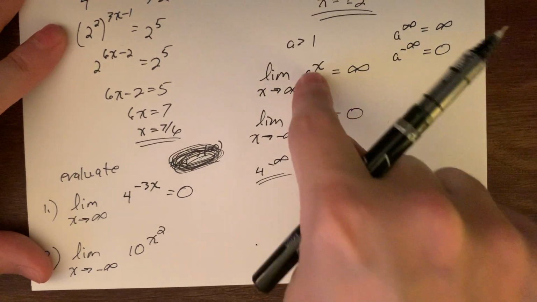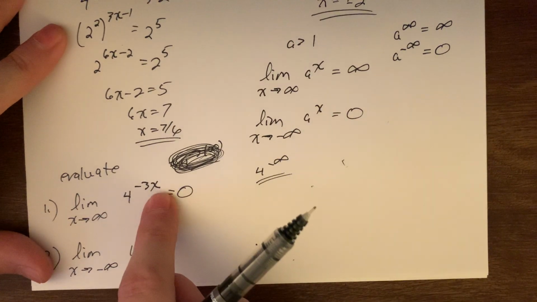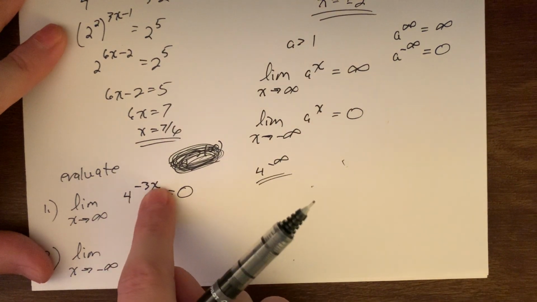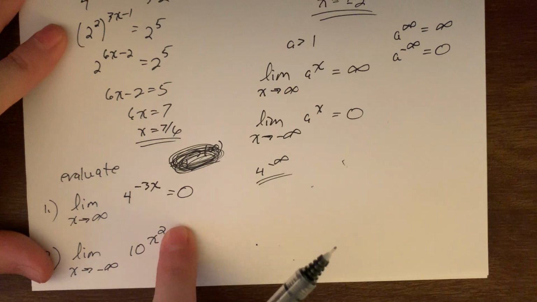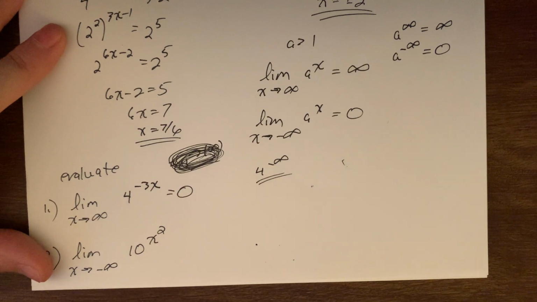These two limits are only set up if it is a perfect a to the x. But this is not an a to the x. It's a to minus 3 times x. It's a to the x squared. So those little extra things on the function can make changes. So now, huge negative number squared.